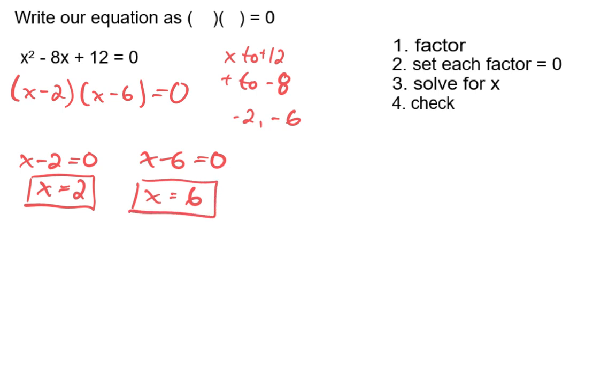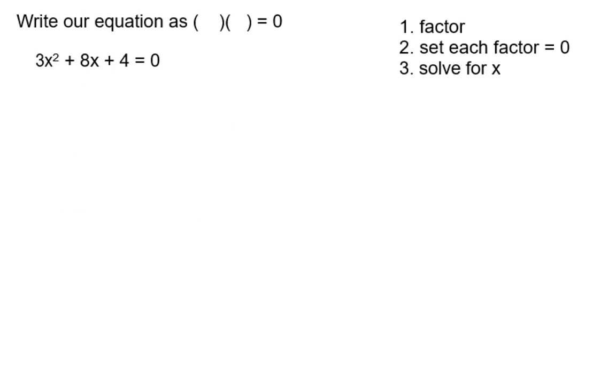So now let's look at some examples where we use the other techniques of factoring. The process is basically the same though. We want to write our equation as something times something else equals 0, get it in that factored form. And that's obviously going to involve factoring. We're going to set each of our factors equal to 0, and then we're going to solve for x.